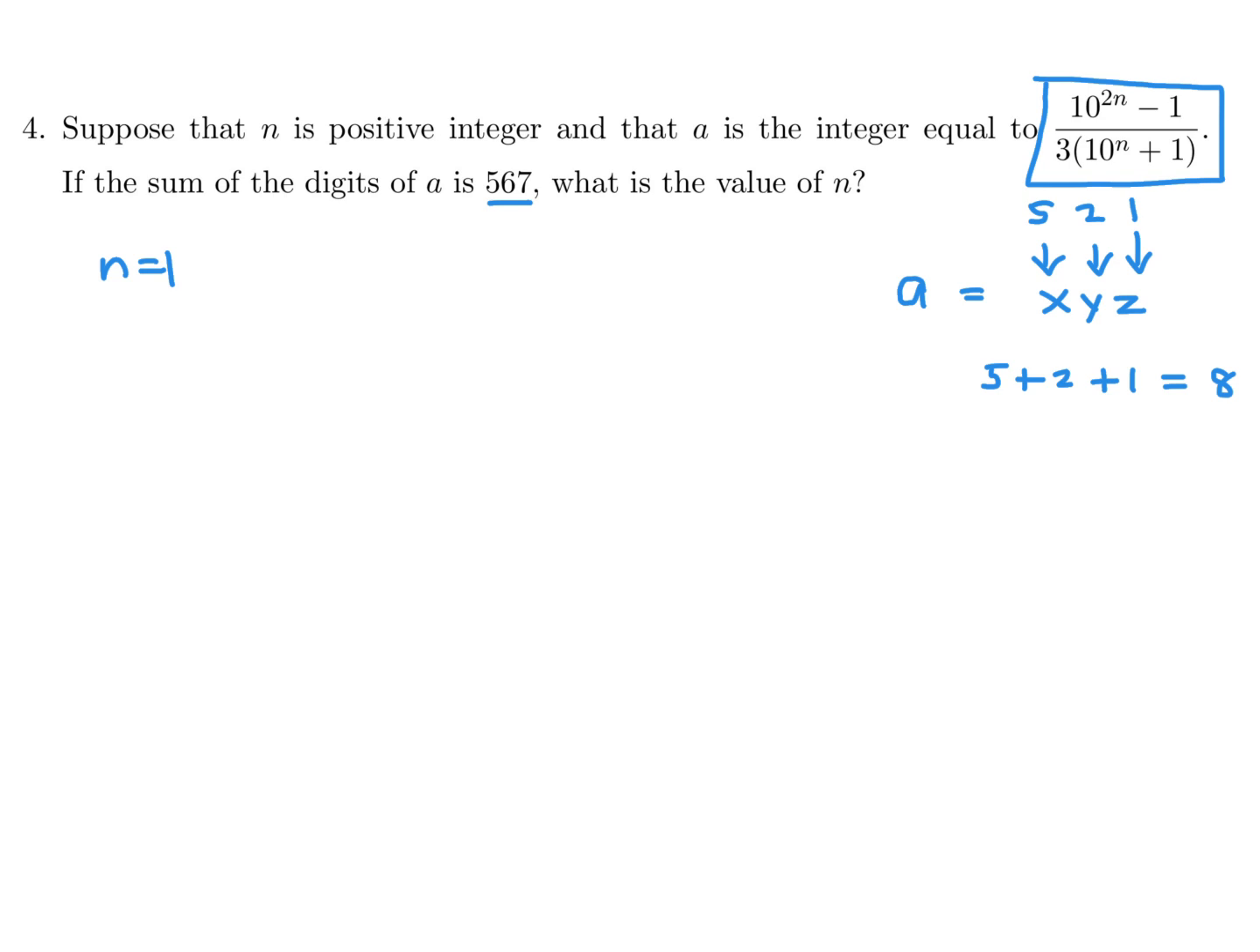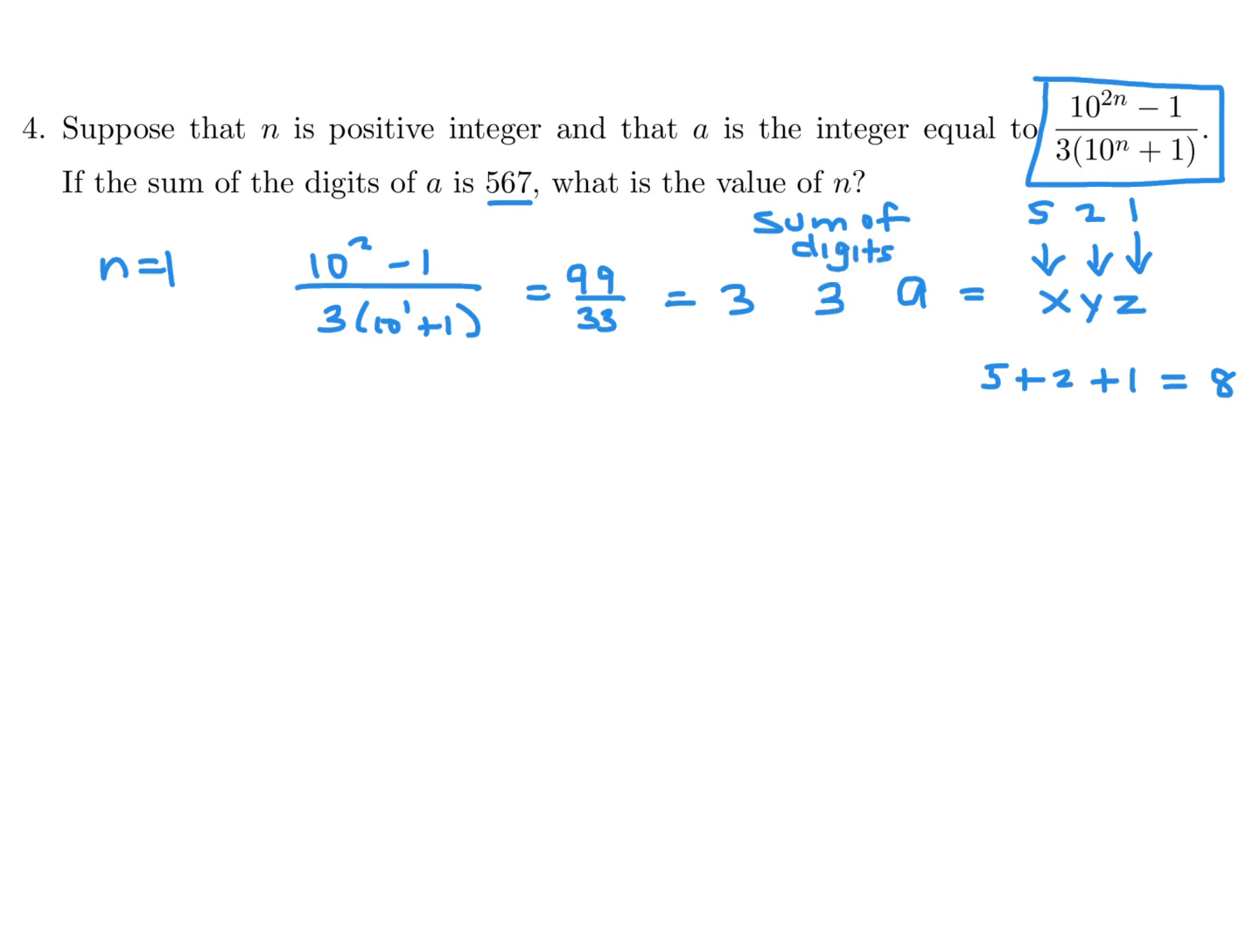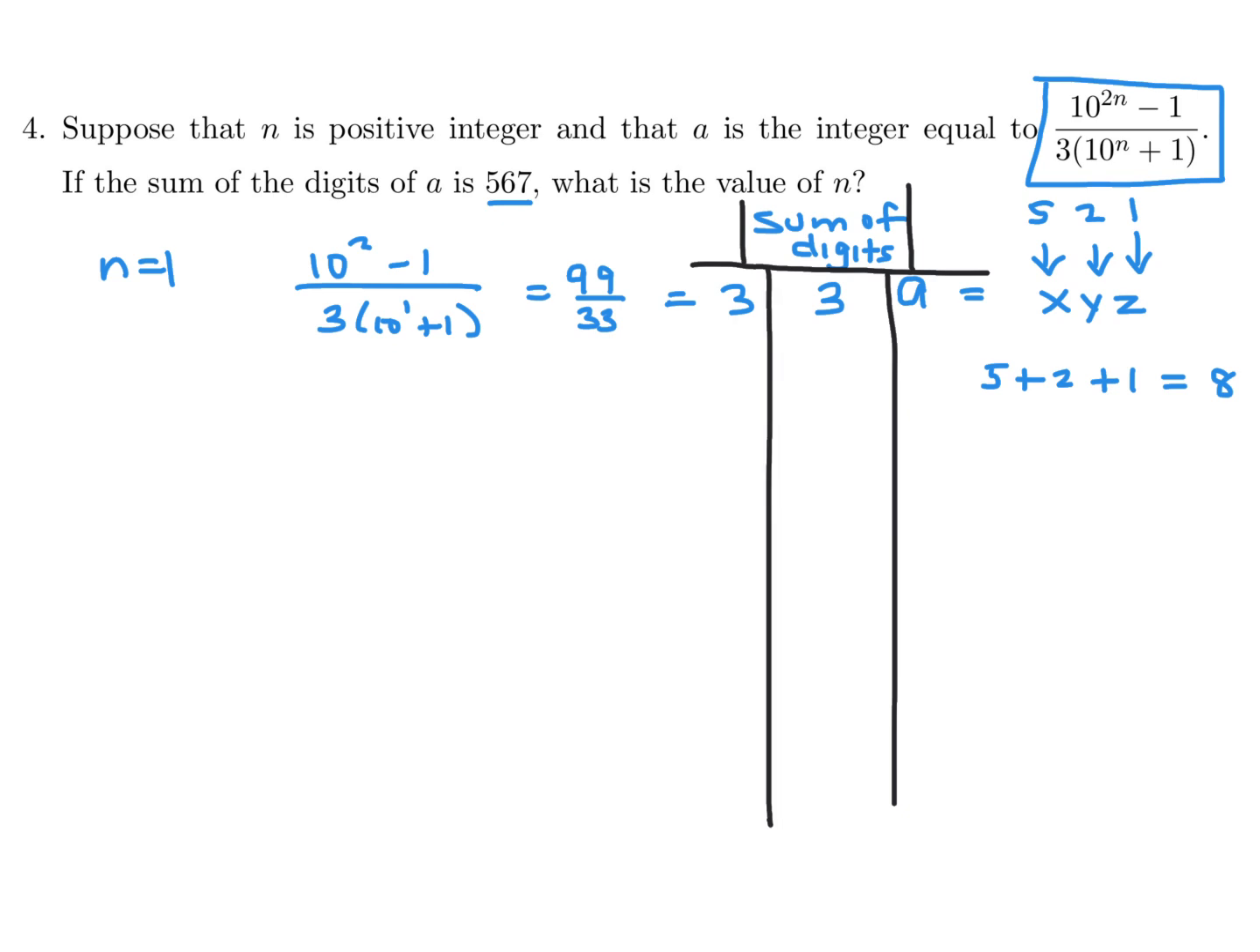Okay, let's do it. So when n is 1, this is going to be 10 to the power of 2 minus 1 over 3 times 10 to the power of 1 plus 1, and that's 99 over 33, and that is 3. Okay, and then the sum of digits, I'll put here. So in this case, the sum of the digits of 3 is just 3. It's just a single digit number here. So let me just make that little table.